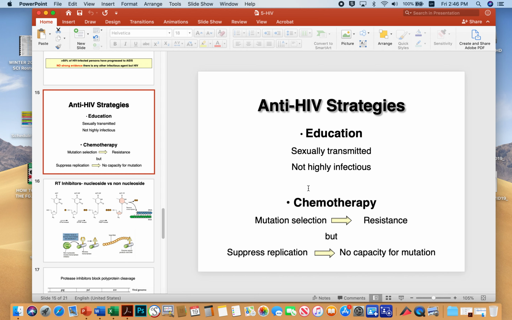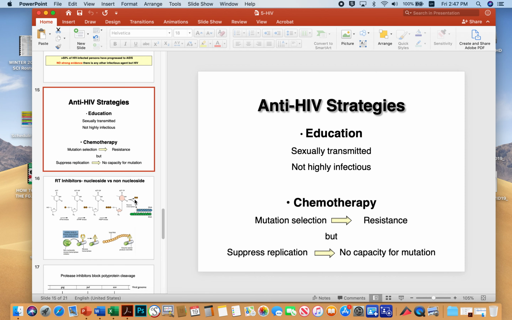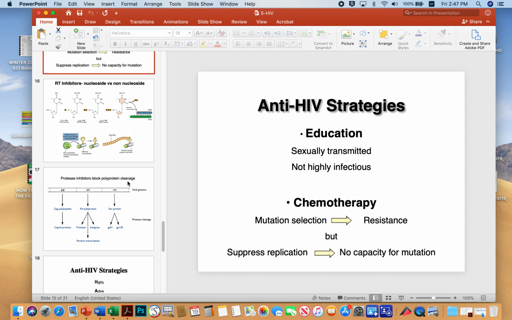Chemotherapy is also important as your anti-HIV strategy. And in this particular case, one of the things we worry about is mutant selection resulting in resistance. So again, you've got to hit the viruses hard and in multiple spots, or else the virus with its high mutation rate can develop resistant offspring. So if you can suppress replication, you can diminish the capacity for mutation. And that's where we're kind of at right now, is suppression, not outright attempting to kill things. It's just slowing them down so that the immune system can keep up with them.